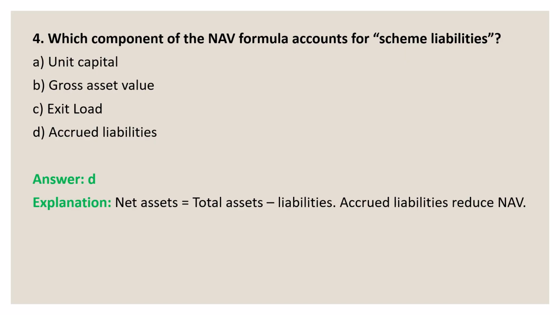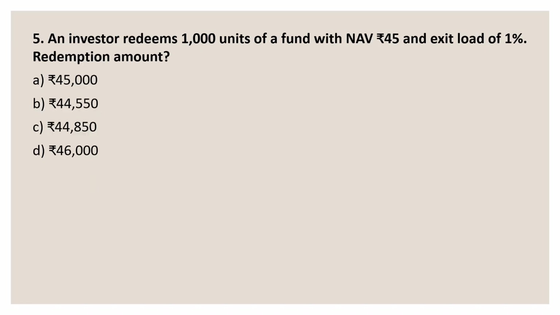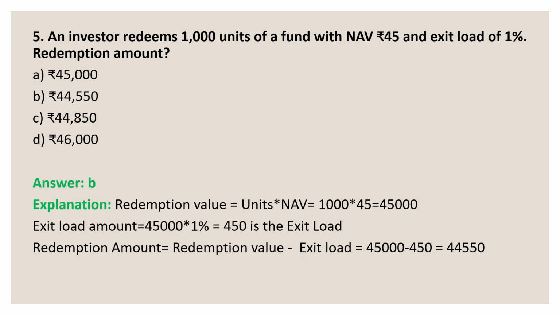Next question. An investor redeems 1000 units of a fund with NAV 45 rupees and exit load is 1%. Then what is the redemption amount? Option A 45,000, option B 44,550, option C 44,850 and option D 46,000. Correct answer is option B, 44,550.